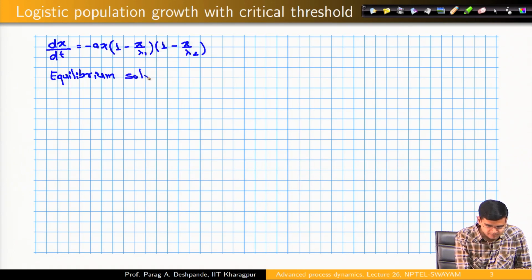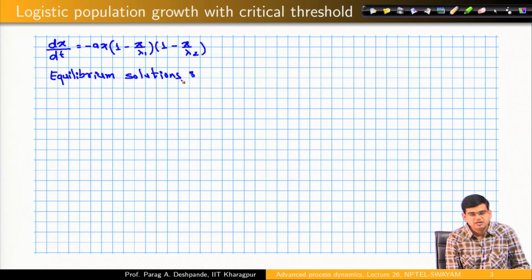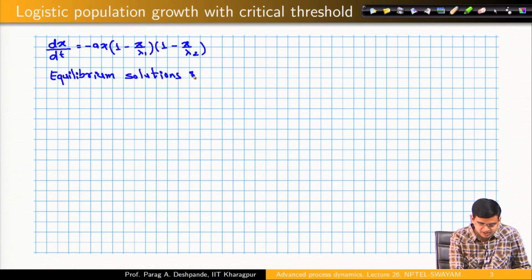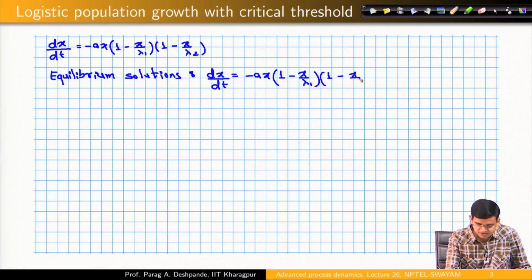Equilibrium solutions. How do I get the equilibrium solutions? I get the equilibrium solutions by setting dx/dt = -a x (1 - x/λ1)(1 - x/λ2) equal to 0.